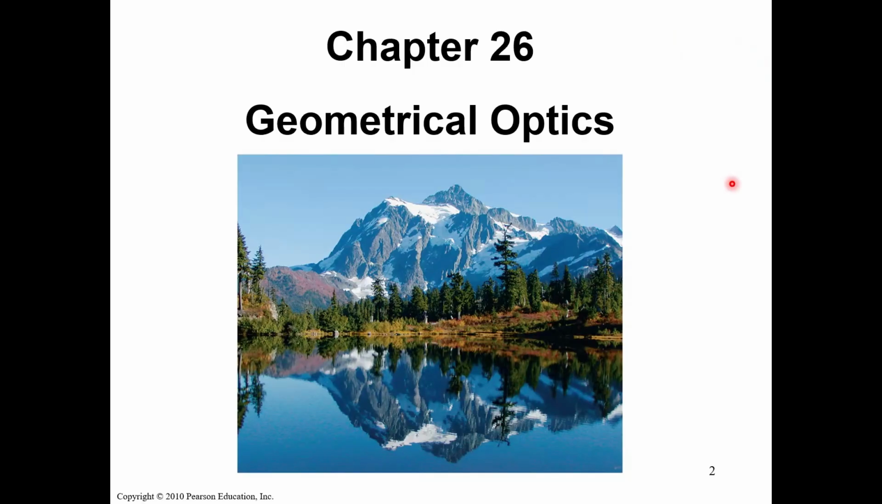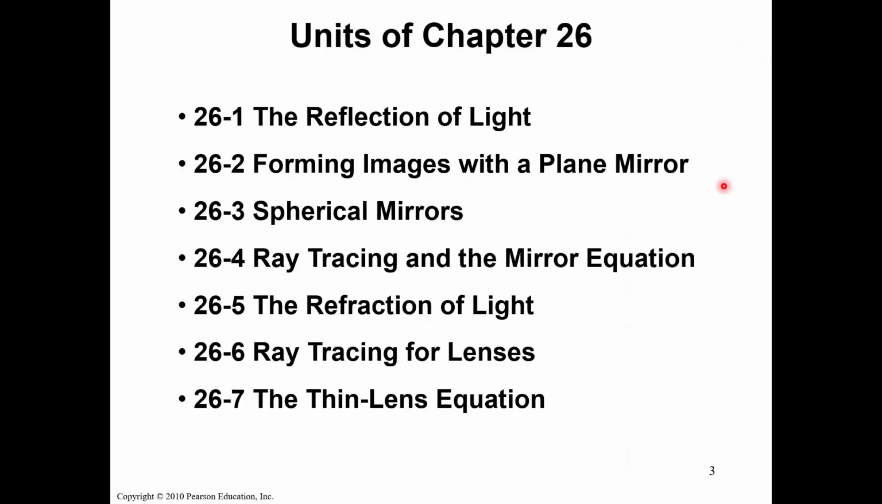All right, let's continue talking about geometrical optics. In the last lecture, we talked about the reflection of light, and how we can form an image with a plane mirror and the characteristics of the image inside the plane mirror. This time we're going to continue talking about the reflection of light on spherical mirrors, either a convex mirror or concave mirror. Those spherical mirrors can also be used to form an image.